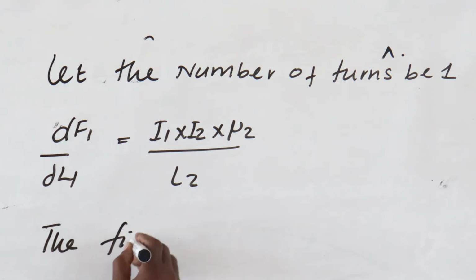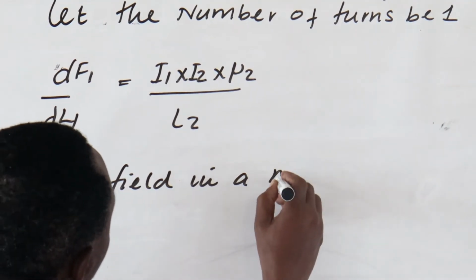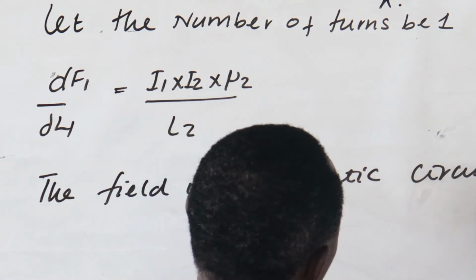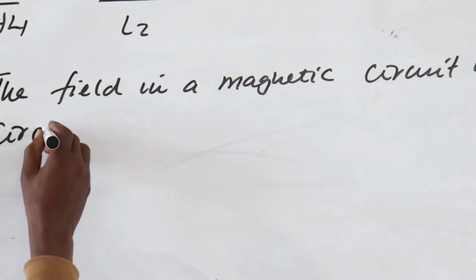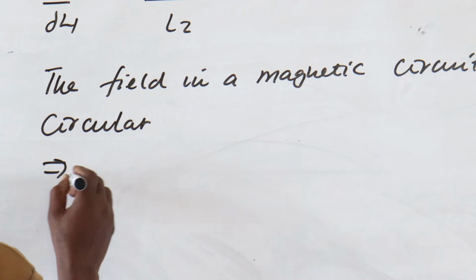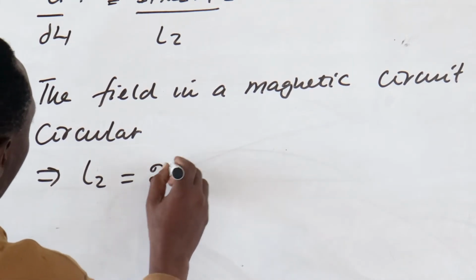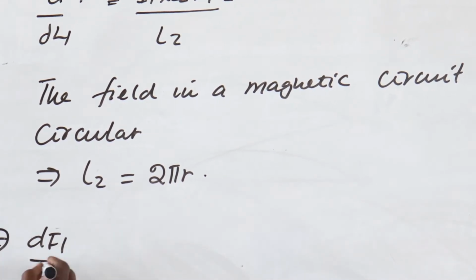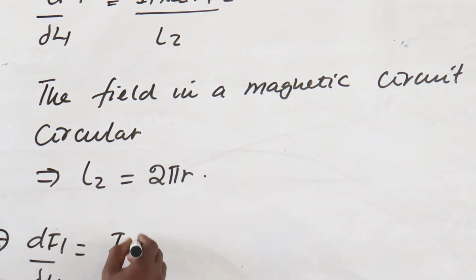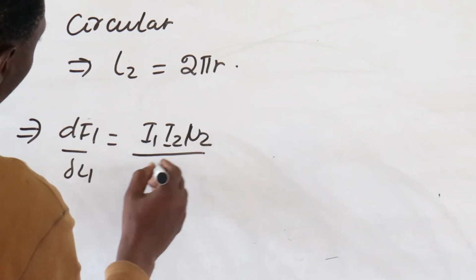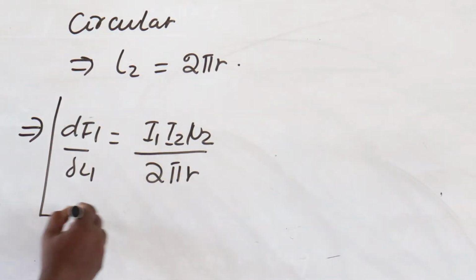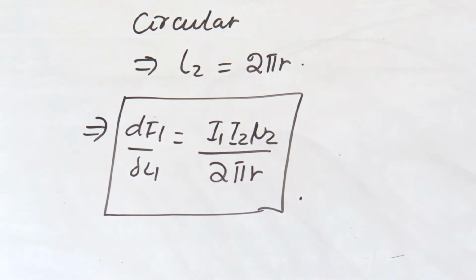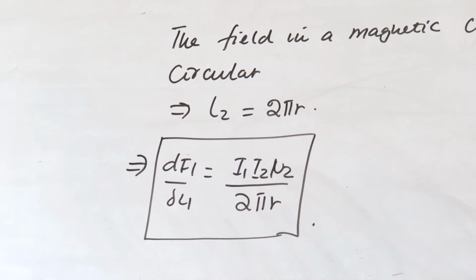The field in a magnetic circuit is circular. This implies that L2 is equal to 2 pi r. So this implies dF1 over dL1 is equal to I1 I2 mu2 over 2 pi r. That is the force in Ampere's law.